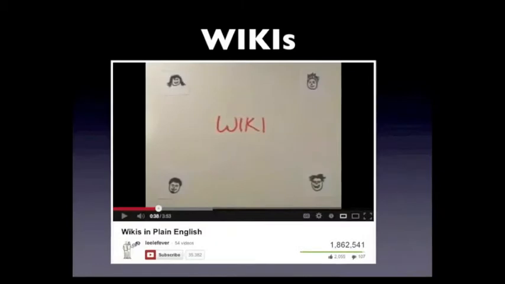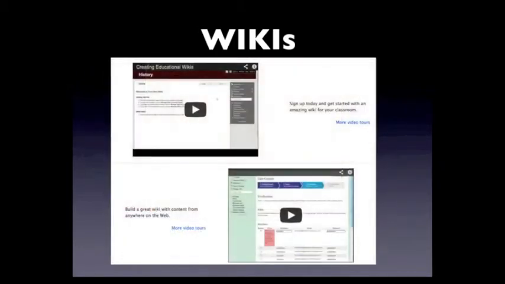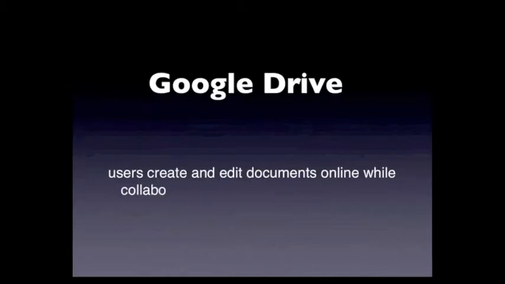One of the best ways to learn about wikis is to start with what wikis try to improve upon, email. The Wikis in Plain English YouTube video is a popular way to learn about wikis. Also, Googling wikis for teachers will get you started with a few introductory videos. Google Drive, formerly known as Google Docs, is another way to collaborate with others using documents online. This new Google Drive iteration has improved cloud storage features.